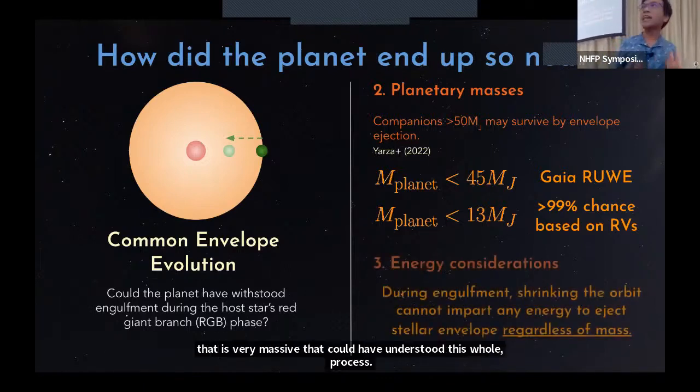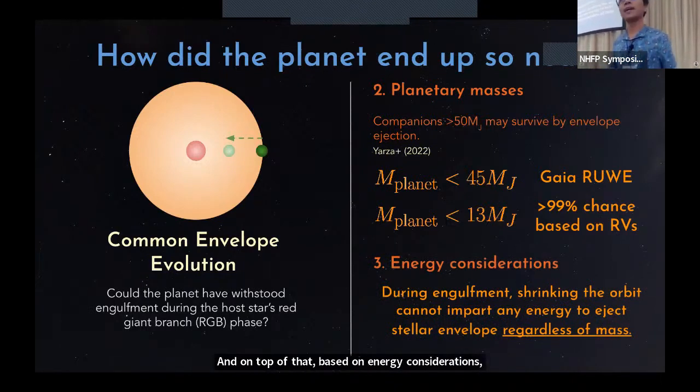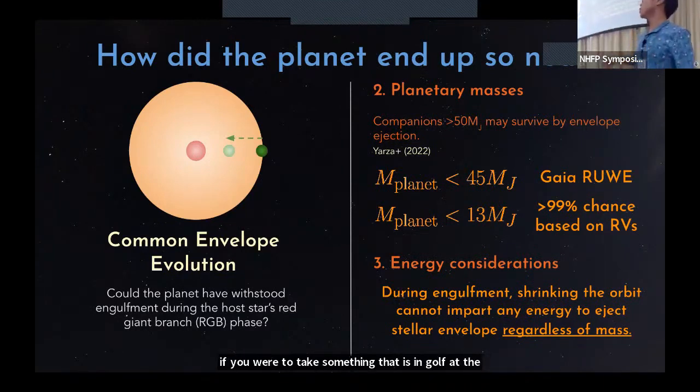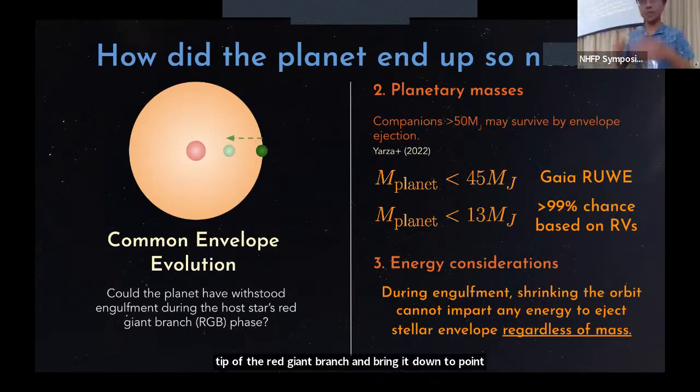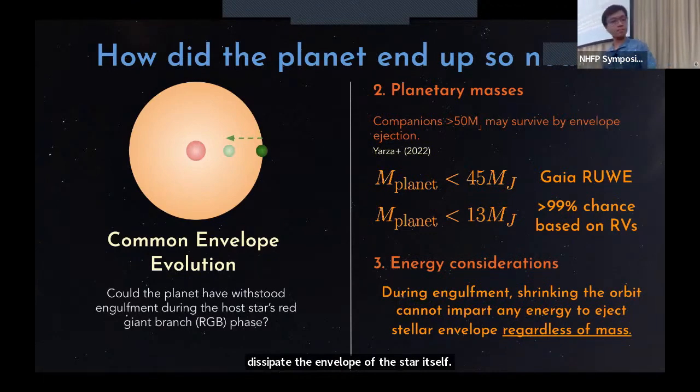And on top of that, based on energy considerations, we made some simple calculations and found out that if you were to take something that is engulfed at the tip of the red giant branch and bring it down to 0.5 AU, you can't impart any energy to actually dissipate the envelope of the star itself. So that's why we don't believe common envelope evolution actually happened for this system.